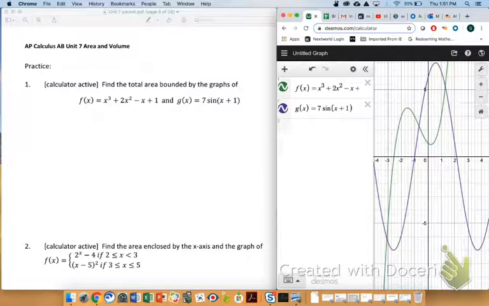Did you guys notice that there are two different regions here that are enclosed by these graphs? And did you also notice that within those regions, the high and the low flip-flop? So what do you think you're going to have to do? Two separate integrals. That's right. So hopefully that's enough for you to go off of.